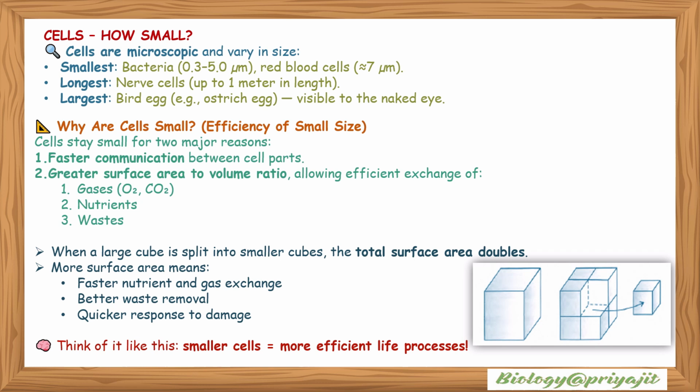When a large cube is split into smaller cubes, the total surface area increases. More surface area means faster nutrient and gas exchange, better waste removal, quick response to damage, etc. Think of it like this: smaller cells, more efficient life processes.